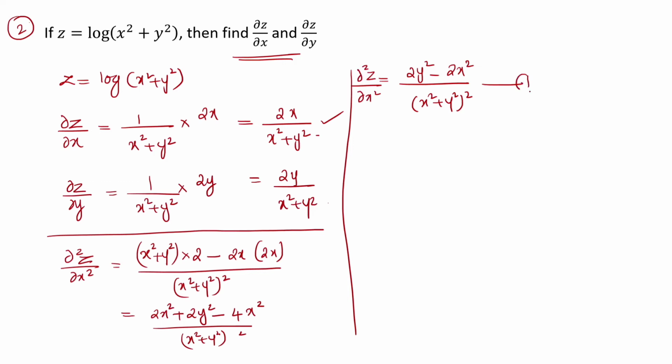Okay, this will take it as 1. And what about the second? ∂²z/∂y². That is equal to, we'll differentiate this function with respect to y. It is the quotient rule. We will use the quotient rule.